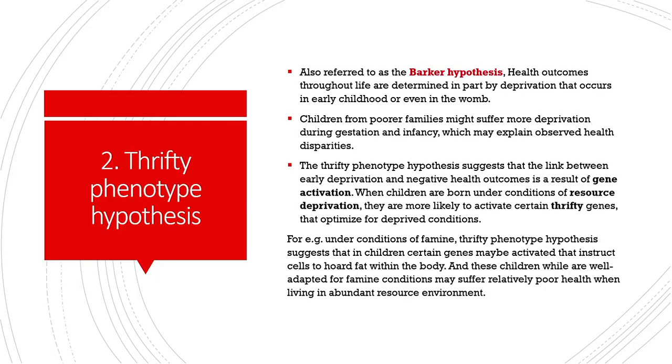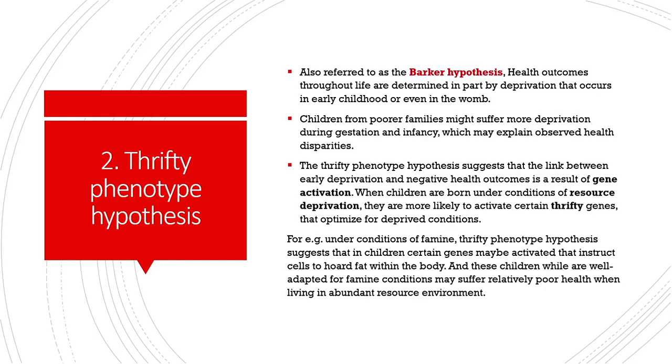The second hypothesis that has been discussed quite extensively in the economics literature is the thrifty phenotype hypothesis. Now, this is referred to as the Barker hypothesis after Barker himself. This one says that health outcomes throughout life are determined in part by deprivation that occurs in early childhood or even in the uterus or the womb. So, this one places a lot of emphasis on the economic conditions or the environment of the child when he or she was growing and what impact the deprivation has on the health conditions of individuals over the lifespan of the individual.